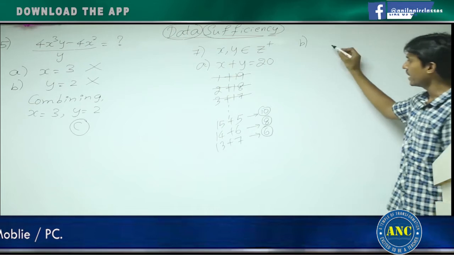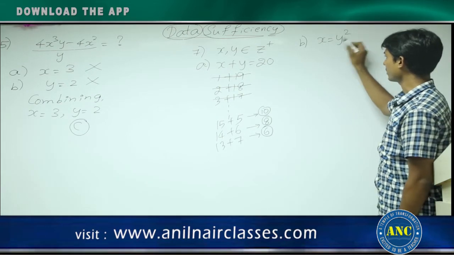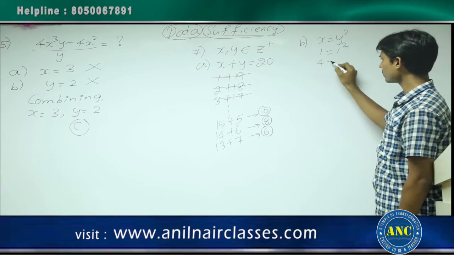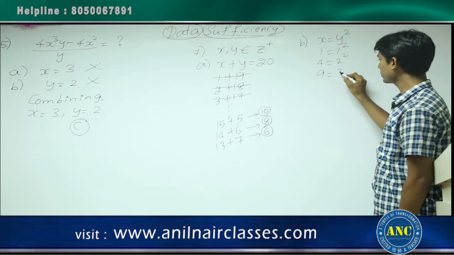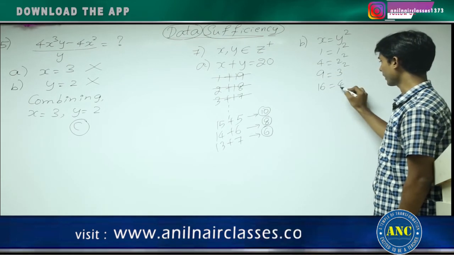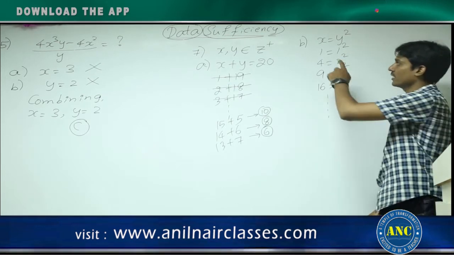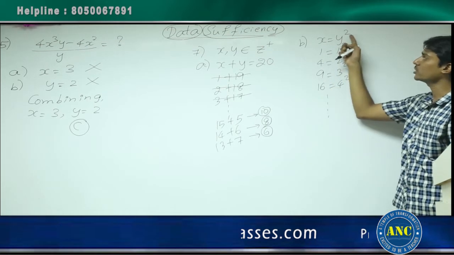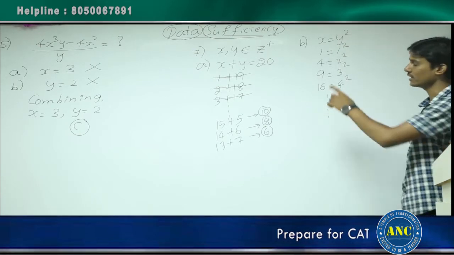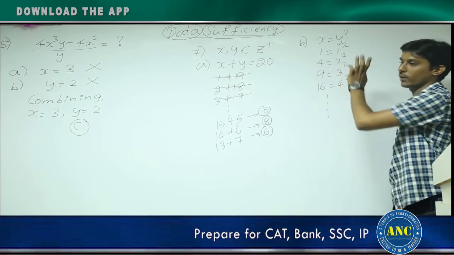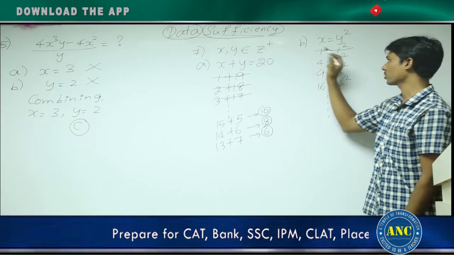Listen to this. Second statement alone. X is equal to y square. Again, 1 is equal to 1 square. 4 is 2 square. 9 is 3 square. 16 is 4 square. Like that you can write multiple values. How much x is greater than y? You are comparing x and y. X and y square it is given. You should compare only x and y. X is 1. Y is also 1. X is not greater in this case.